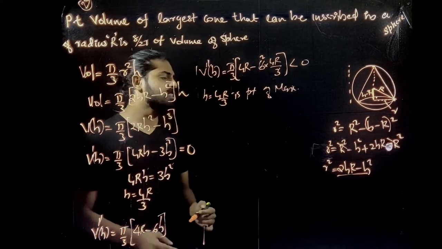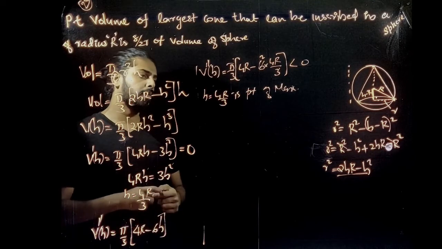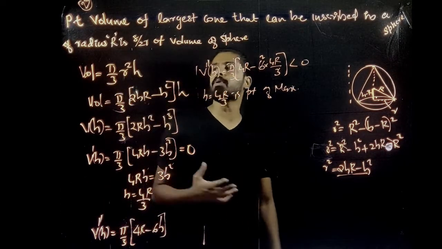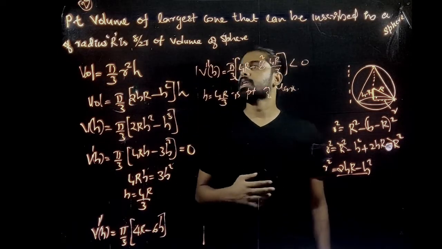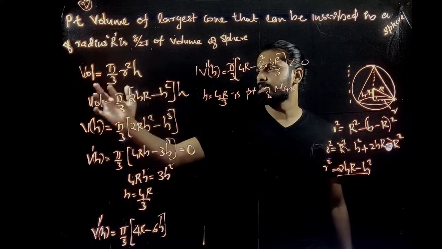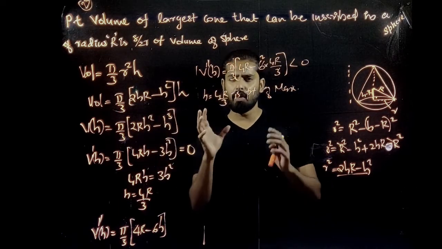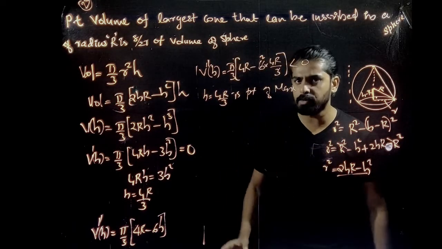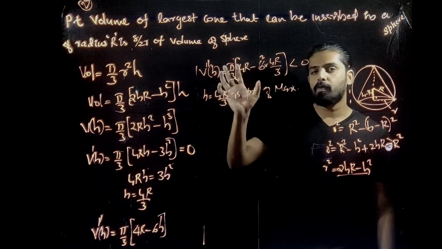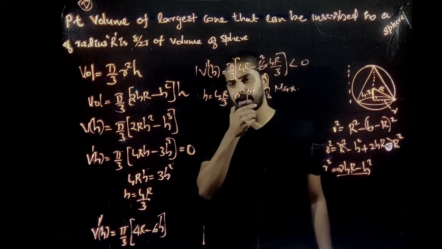Okay, that means the volume of the cone is maximum when the height is 4 by 3 times the radius of the sphere. But what we have to prove is that the volume of the cone is equal to 8 by 27 times the volume of the sphere. That means we have to get volume of the cone equal to 8 by 27 times 4 by 3 pi capital R cube, because 4 by 3 pi R cube is the volume of the sphere. Let's see how we'll prove that.